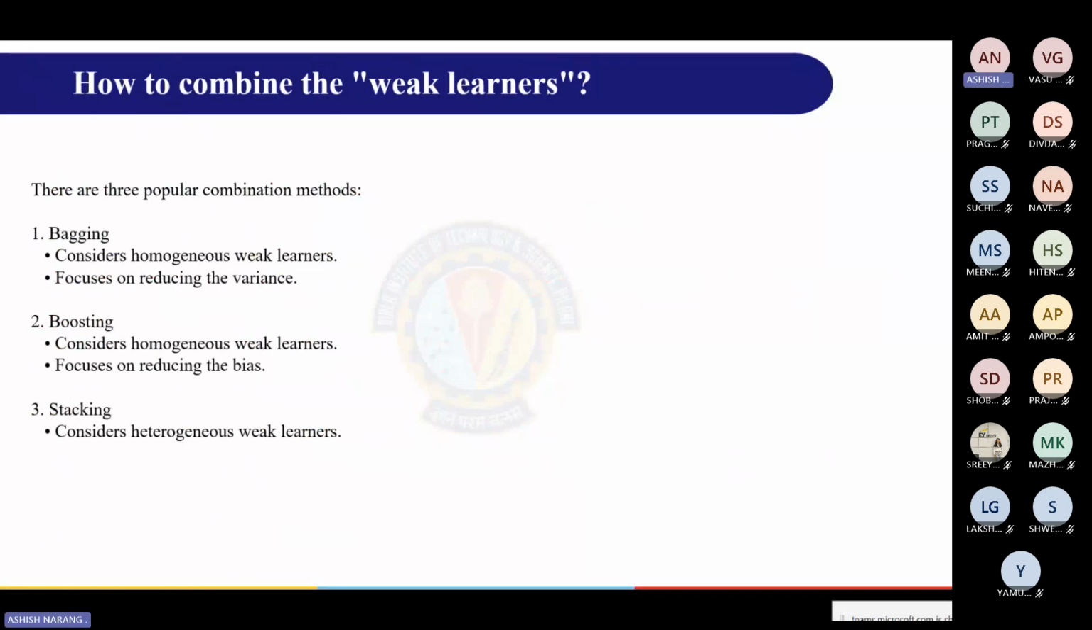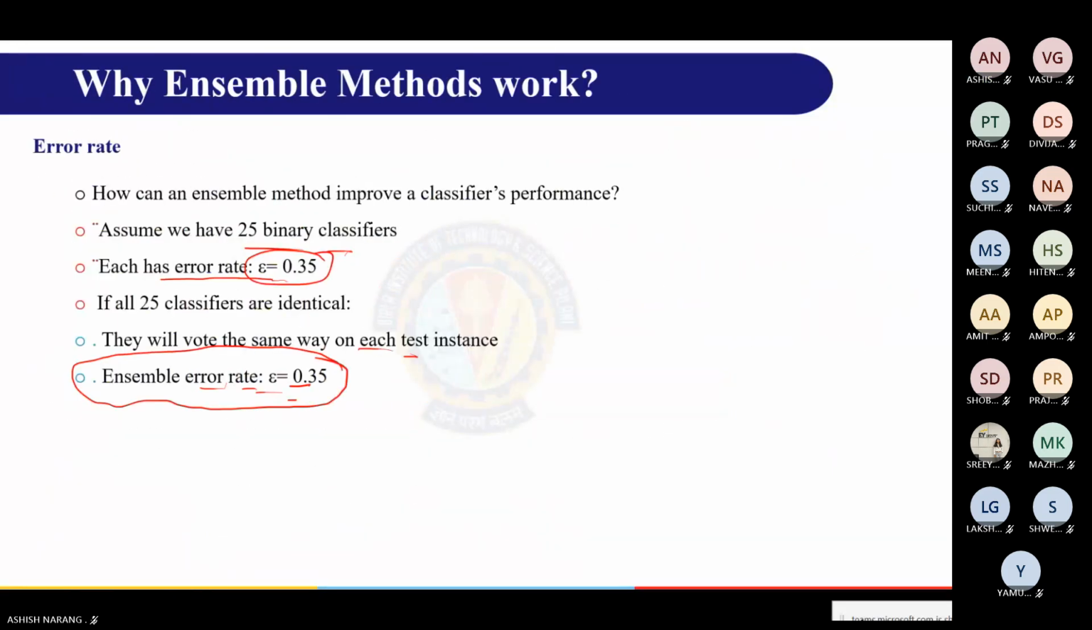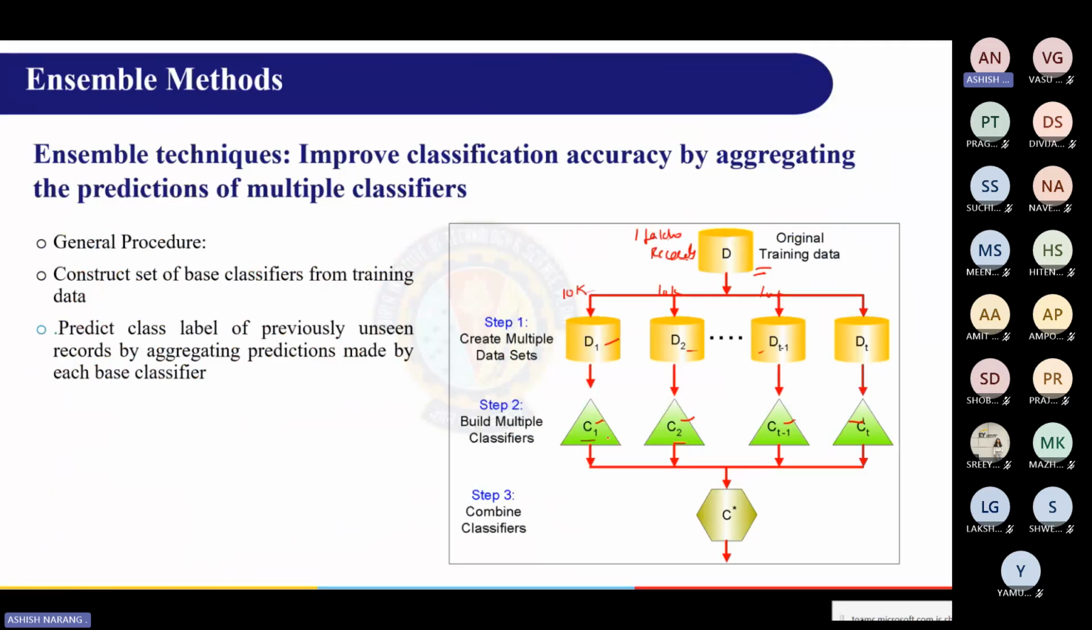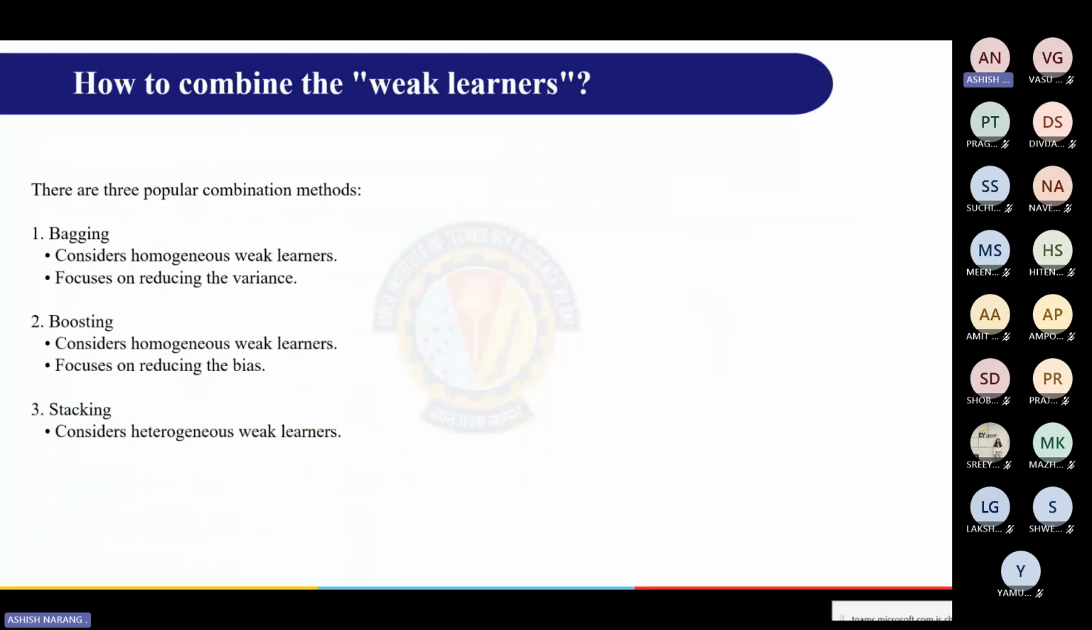Now, there's a concept of weak learners. If I go back to this diagram, classifier 1, classifier 2, classifier 3, classifier 4, and so on. Each of them is known as a weak learner because they are not trained on the complete data set. So that's one thing. How to combine the weak learners?